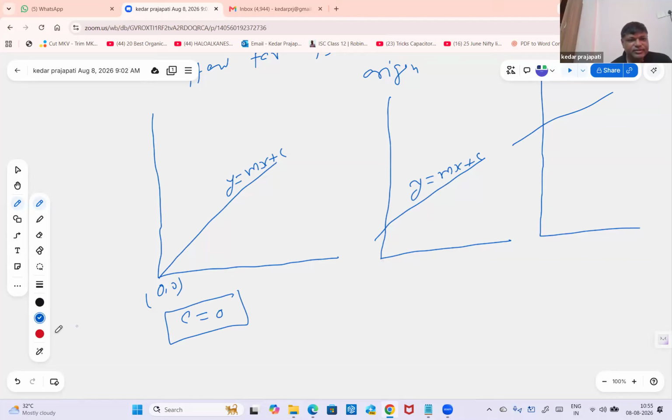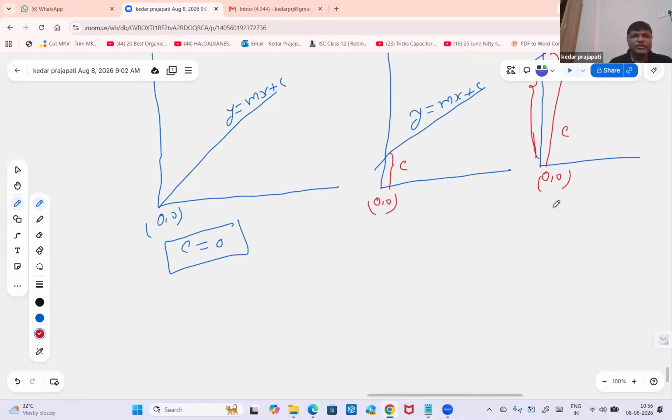In this case, origin is here. So this distance will be c. And here also 0, 0 is there. Now this distance is intercept. Getting right? When the line meets with y-axis, then how far it is from origin? This is known as intercept. Okay.